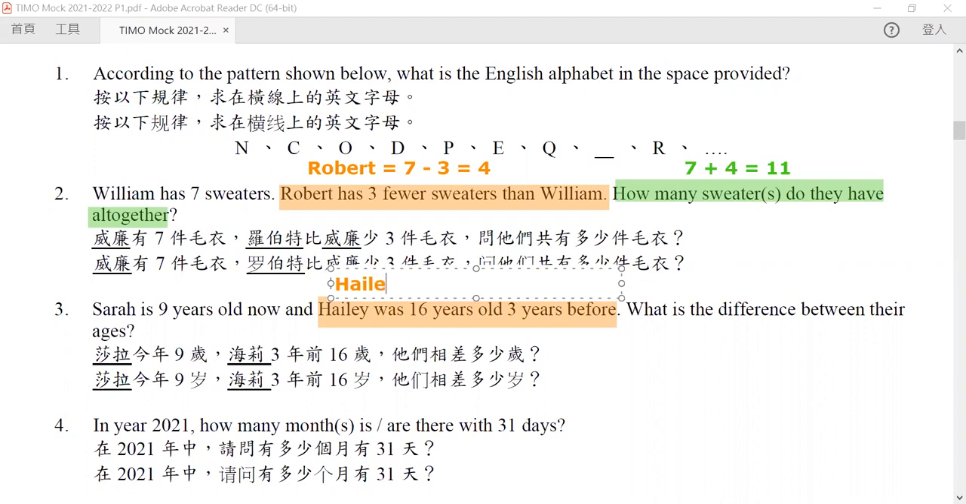We can easily calculate it because she was 16 years old 3 years before. And because after 3 years she will have three more for her age, it will be 16 plus 3. So we know that she is 19 years old now.